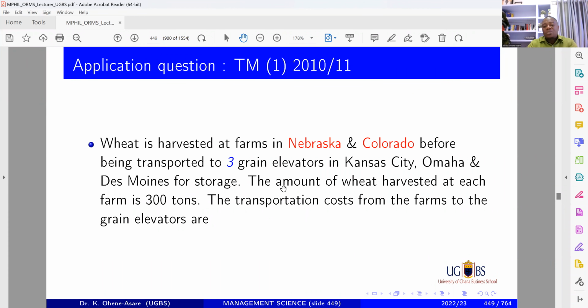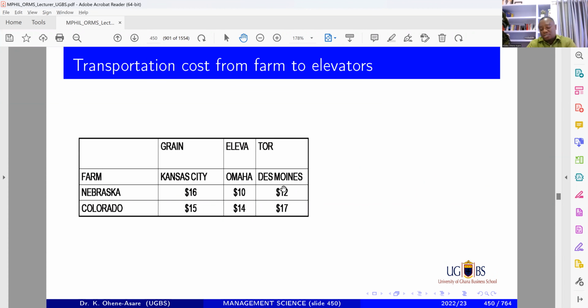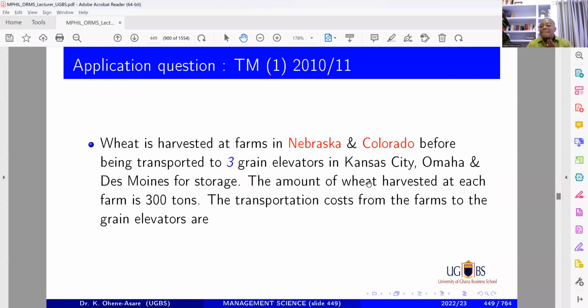What was the amount? That's what I need. And then what was the cost? So Nebraska and Colorado, what were they having? Well, you were told that the amount of wheat harvested at the farms is 300 each. Remember, they are now the suppliers. But Kansas City, Omaha, and Des Moines are now transshipment nodes.